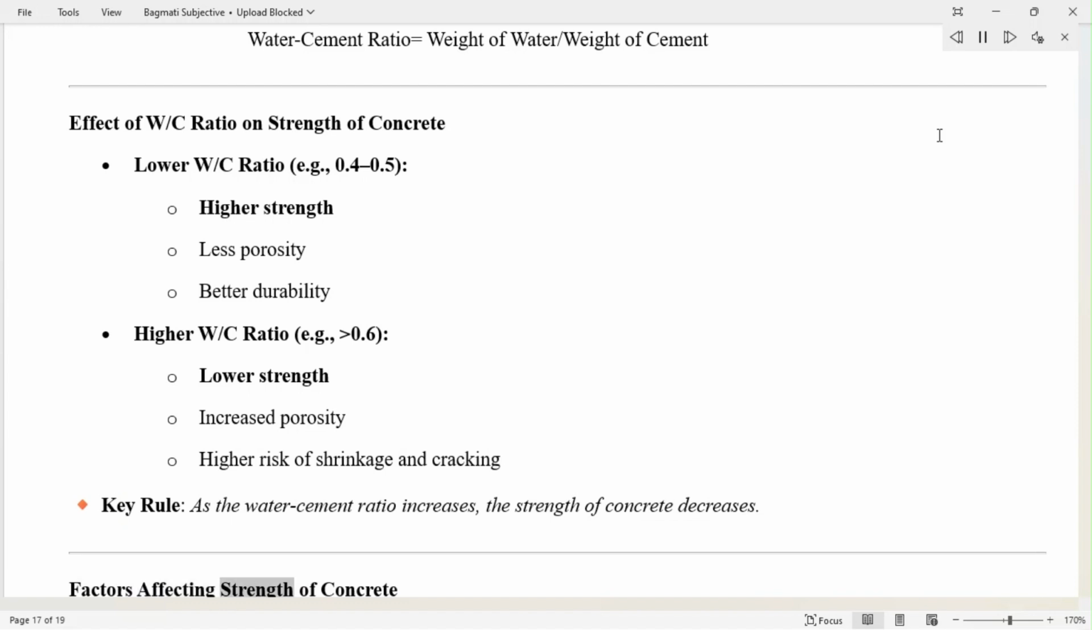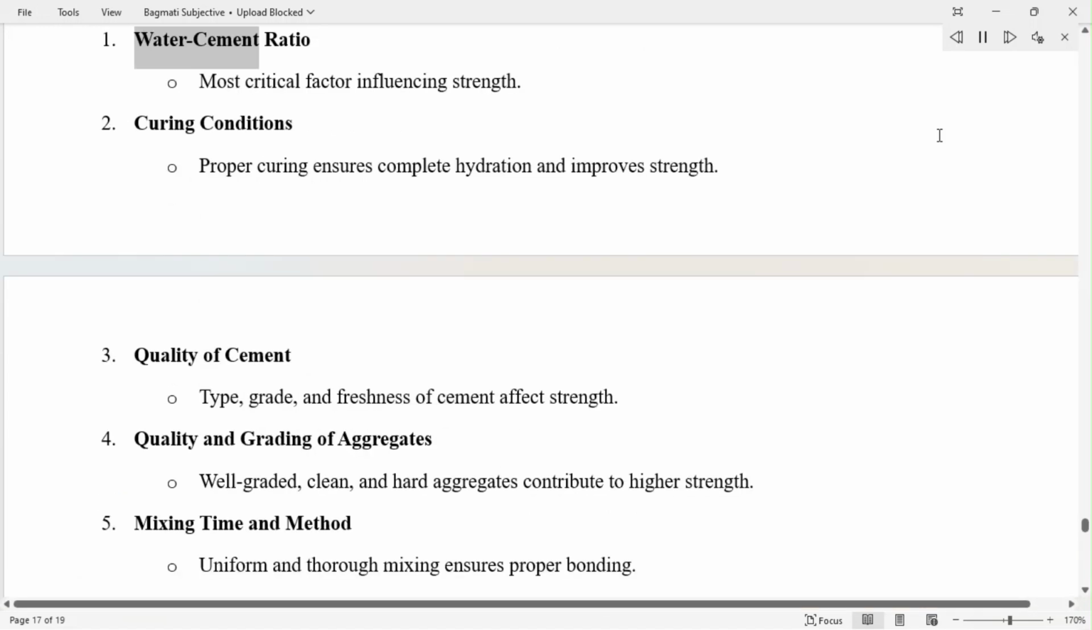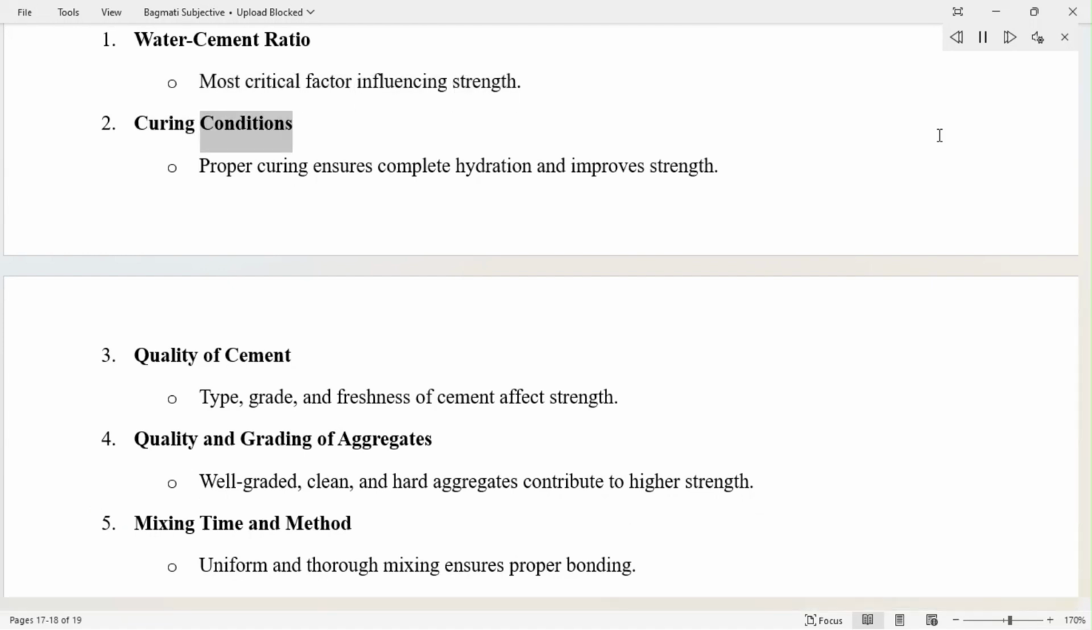Factors affecting strength of concrete. Water-cement ratio: the most critical factor influencing strength. Curing conditions: proper curing ensures complete hydration and improves strength. Quality of cement: type, grade, and freshness of cement affect strength. Quality and grading of aggregates: well-graded, clean, and hard aggregates contribute to higher strength.